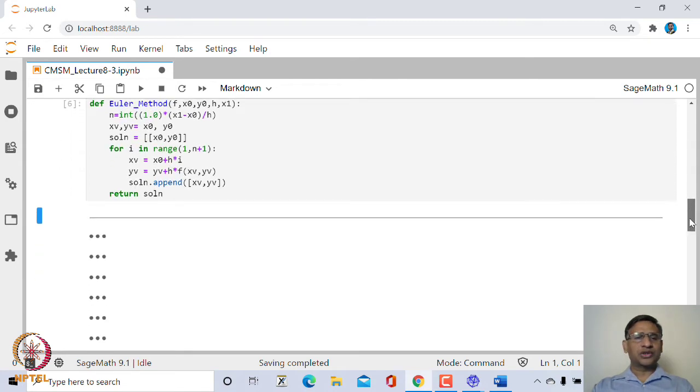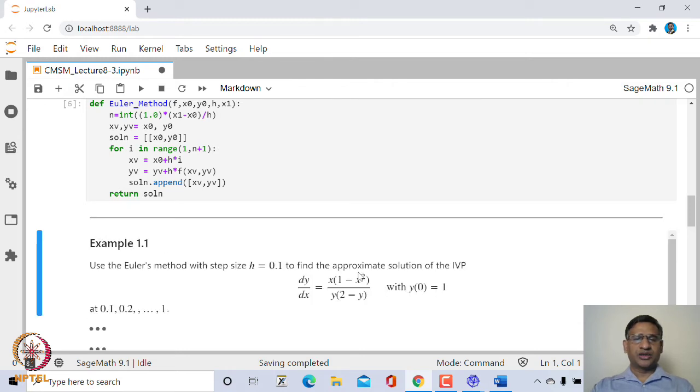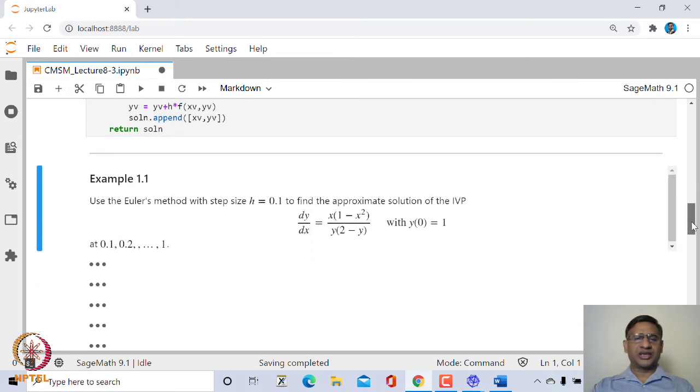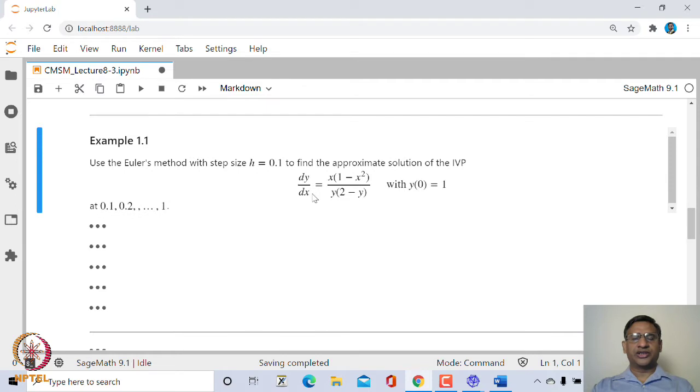Now let us call this Euler user defined function, and let us solve an ordinary differential equation of first order, namely dy by dx is equal to x into 1 minus x square upon y into 2 minus y, with initial condition y0 equal to 1, and let us find the value of y at node points 0.1, 0.2 up to 1. So here the step size is 0.1.